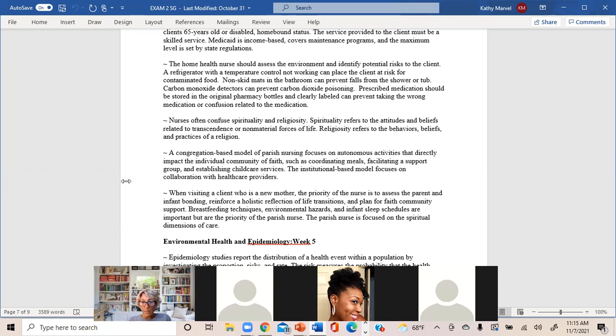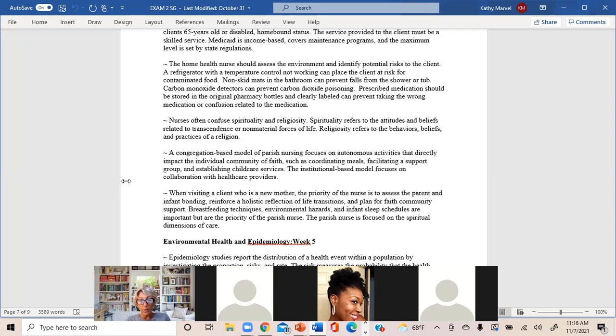So in a congregation-based model, right, you're autonomous, right? You're working simply with the congregation, right? You've worked with the health ministries to determine what the goals of the nurse should be within the congregation. All right. Are they going to be coordinating meals, facilitating support groups, grief counseling, visiting new parents that have just had new babies? What is the role? The role is going to be congregation based.